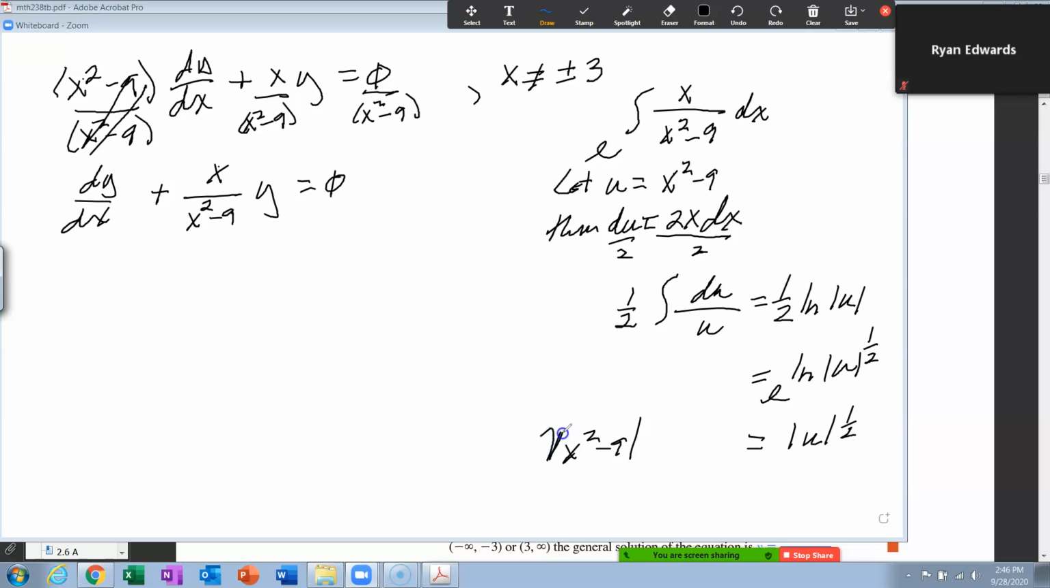You know what I'm going to do? I'm just going to go on and put this under a radical. Okay, I'll probably regret that later. That way I don't have to write the absolute value bars, because obviously what's under there can't be negative.